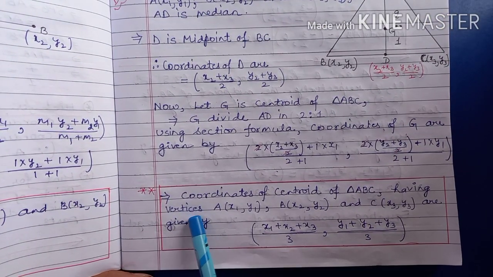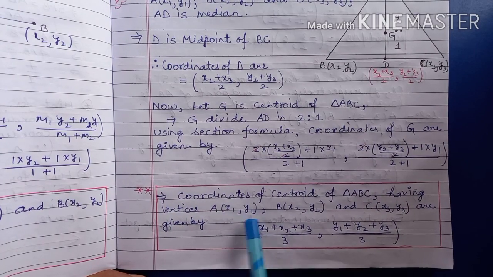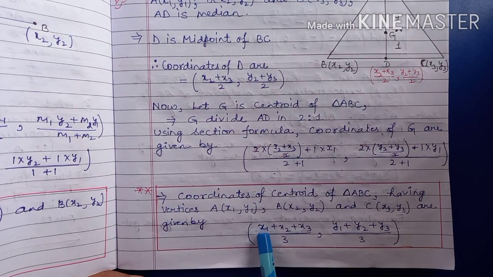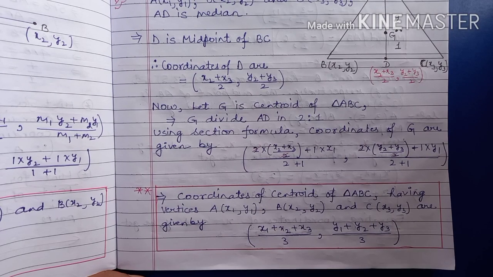The coordinates of the centroid of triangle ABC having vertices A (x1, y1), B (x2, y2) and C (x3, y3) are given by (x1 + x2 + x3) over 3, (y1 + y2 + y3) over 3.